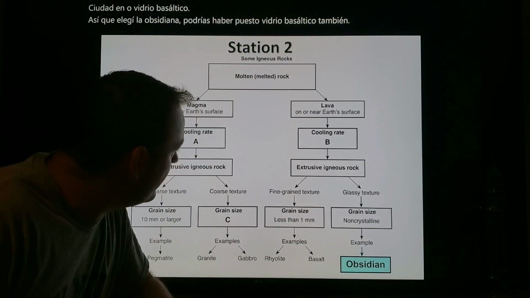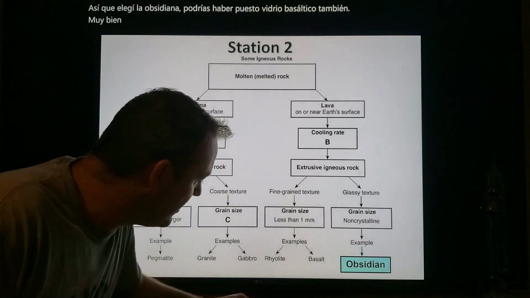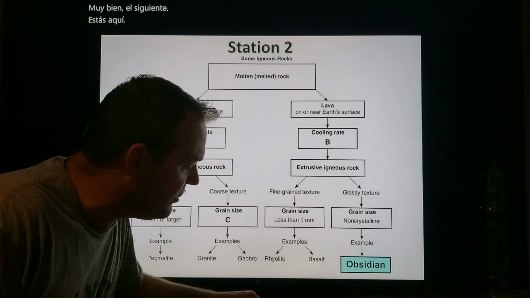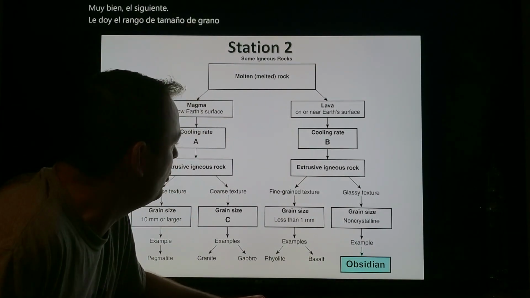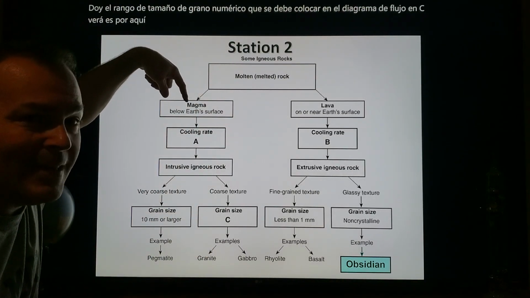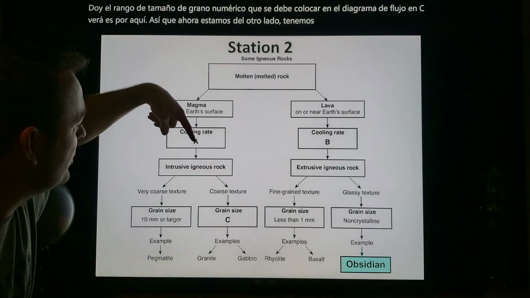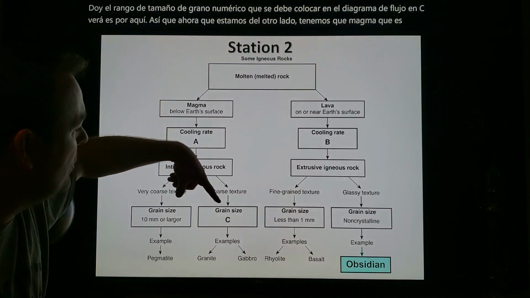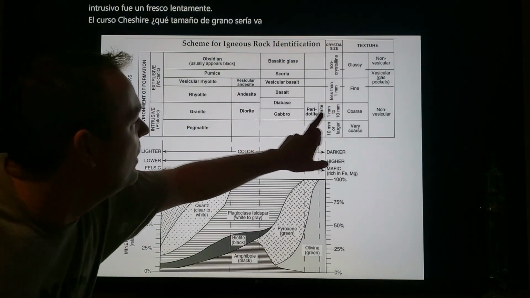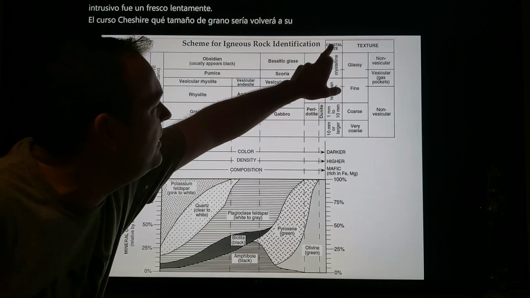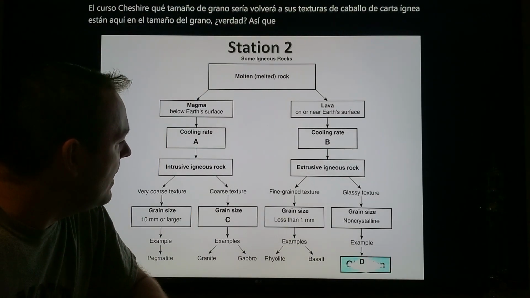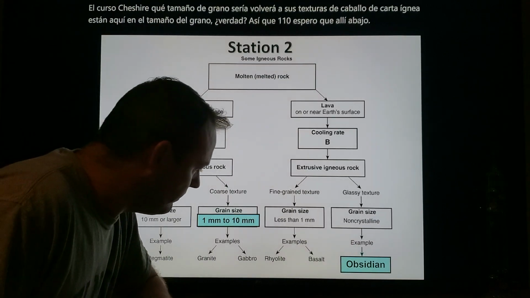All right. The next one, what does it ask you here? Give the numerical grain size range that should be placed in the flow chart at C. Well, C is over here. So now we're on the other side. We got magma, that's intrusive. It must have cooled slowly. It's a coarse texture. What grain size would it be? We'll go back to your igneous chart. Coarse textures are here and the grain size right there. So 1 to 10. Hopefully you had that down there. And there it is, 1 to 10.